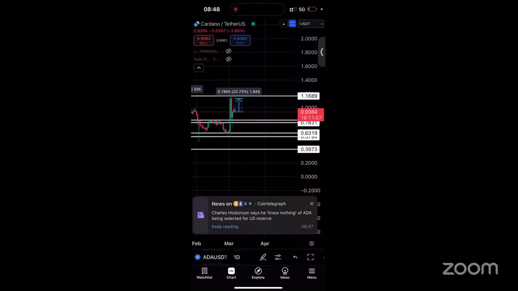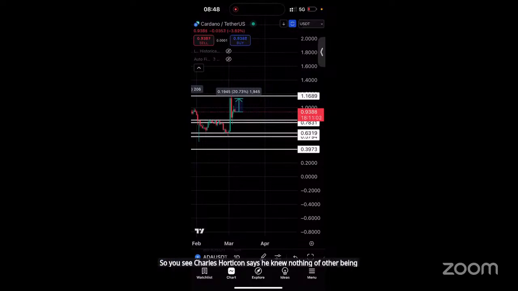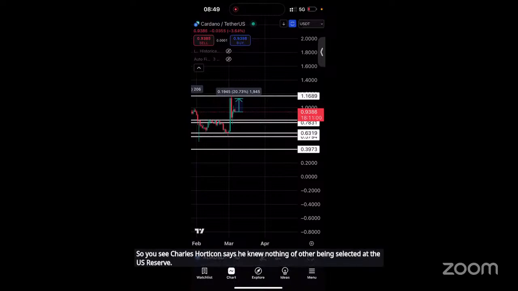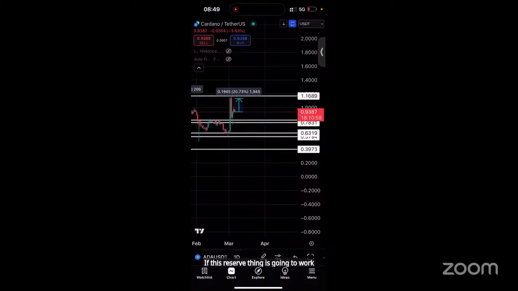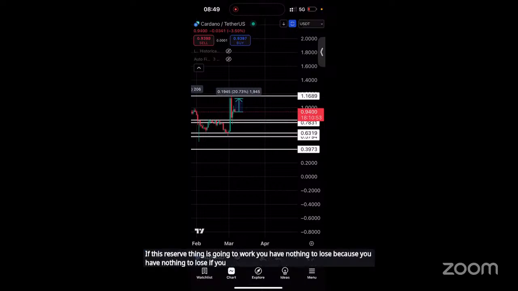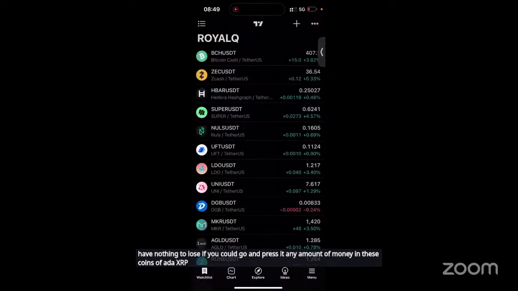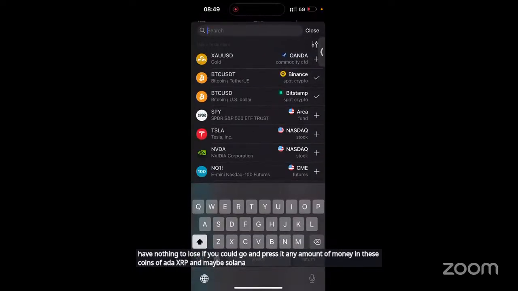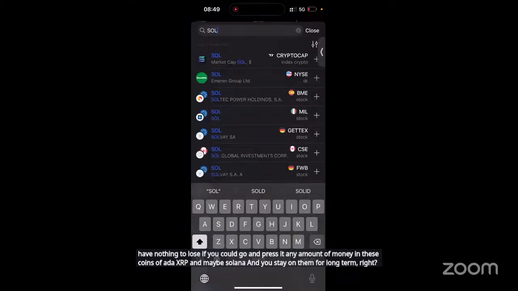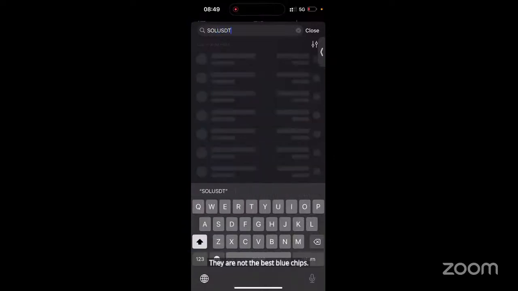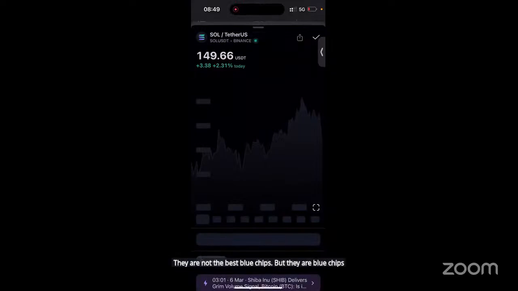So you see, Charles Hoskinson says he knew nothing of ADA being selected for the US Reserve. Guys, if this reserve thing is gonna work, you have nothing to lose, because if you go and put any amount of money in these coins of ADA, XRP, and maybe Solana, and you stay on them long term, all right? They are not the best blue chips, but they are blue chips since they are United States made.